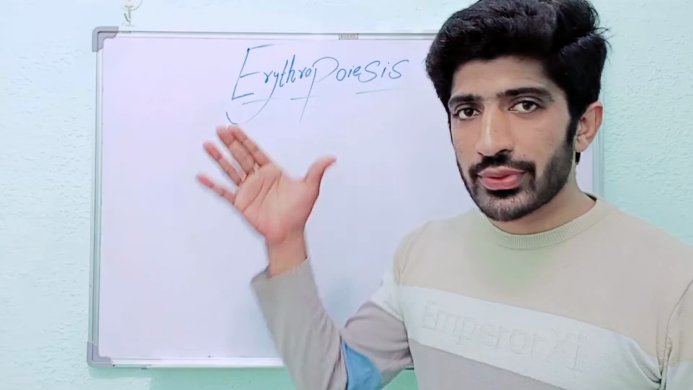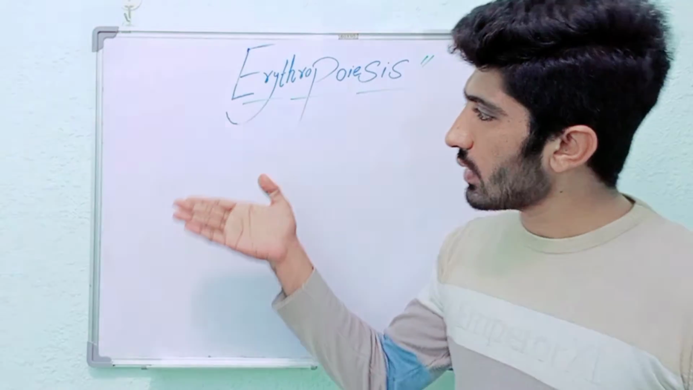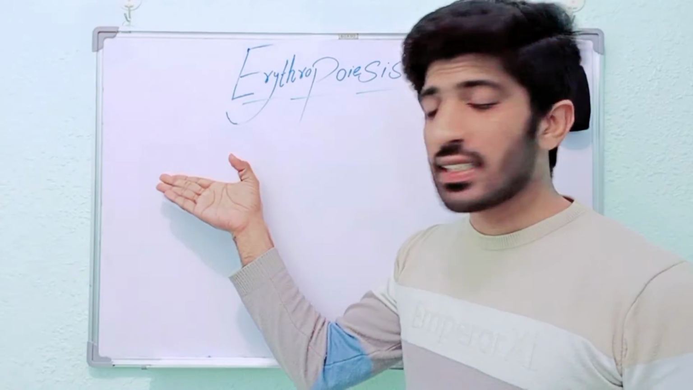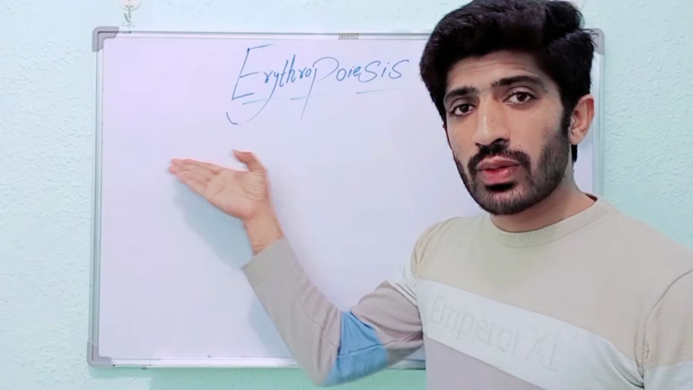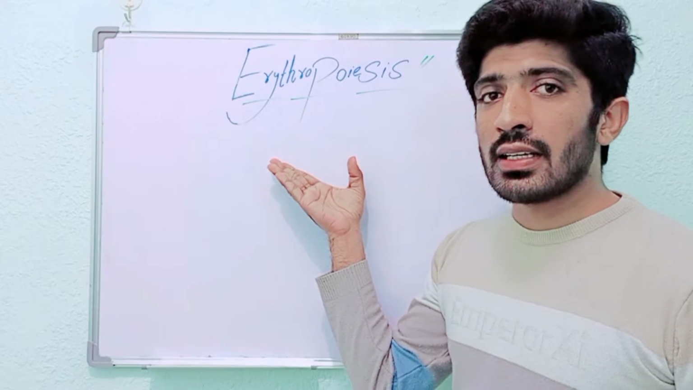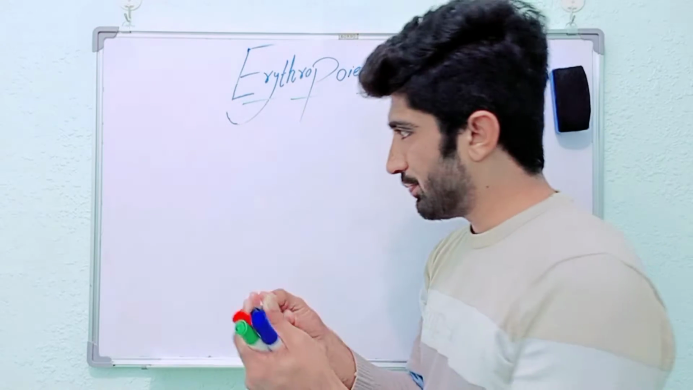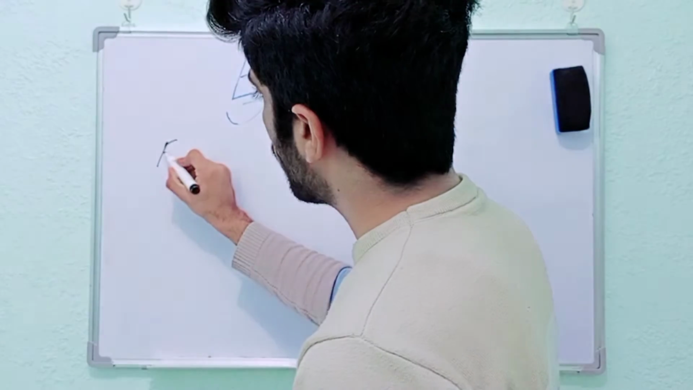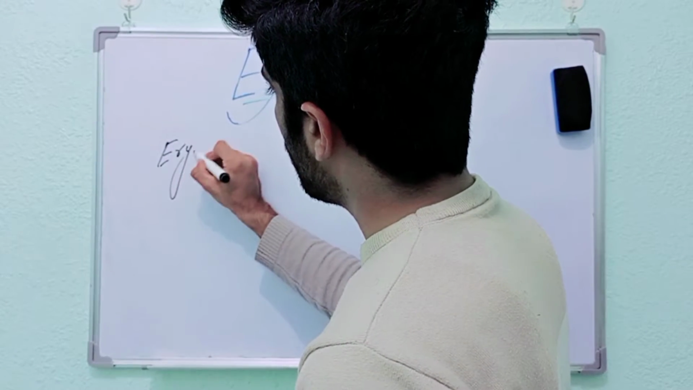Today we are going to talk about erythropoiesis. So what is the meaning of erythropoiesis? It is the process of origin, development and maturation of red blood cells, erythrocytes.